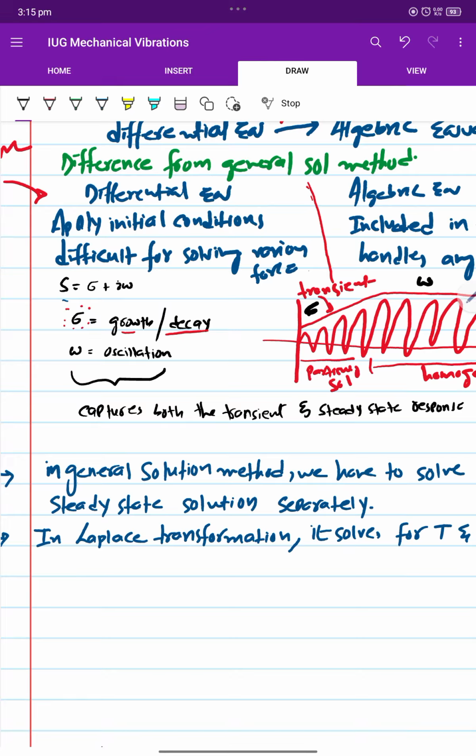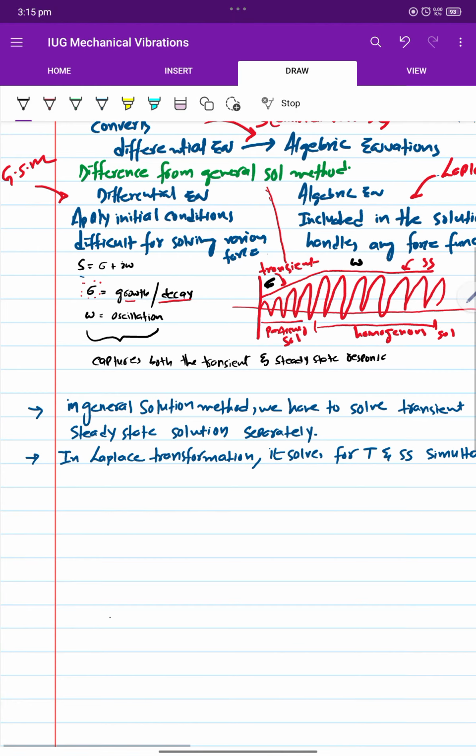Now let's jump into the physical intuition of what is meant by the Laplace transformation. The Laplace transformation converts the motion of any system into its information. Like in the time domain, you are mainly concerned with where the vibration is at a particular time.